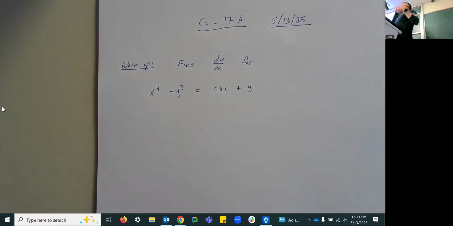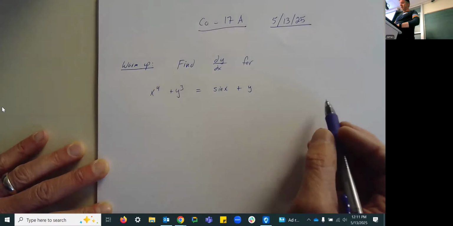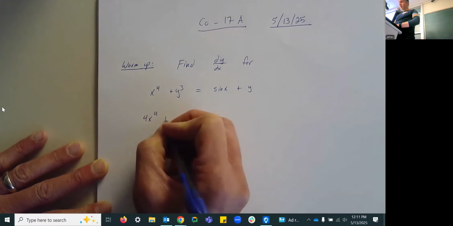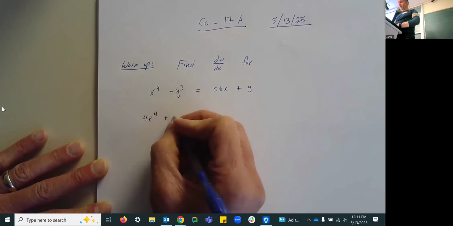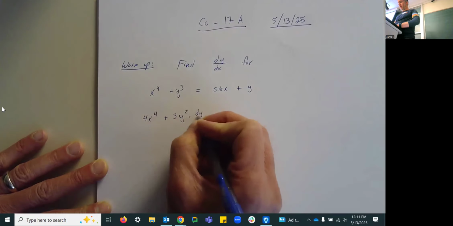The point is to pretend like y is a function of x, differentiate both sides using the chain rule, knowing that y cubed is just some stuff cubed. So when we differentiate both sides, we're going to get the derivative of x to the fourth, which is 4x cubed. The derivative of some stuff to the third, which is 3 times our stuff to the second, times the derivative of our stuff.